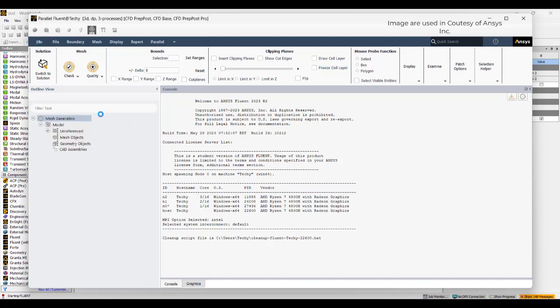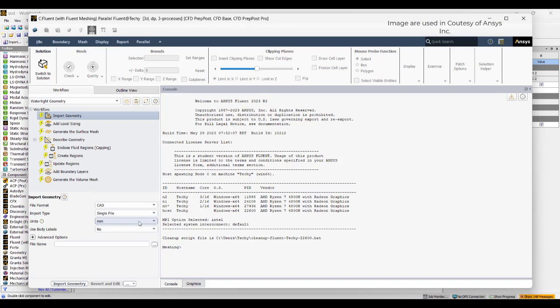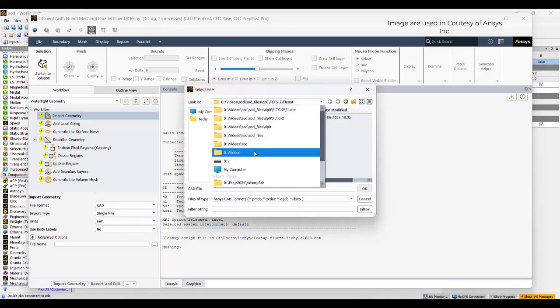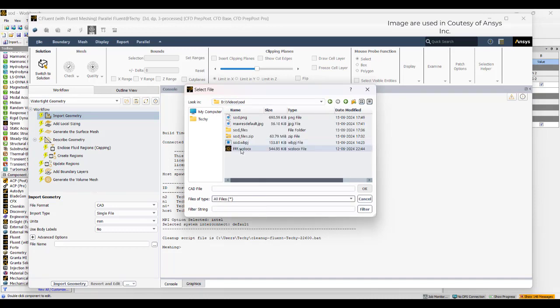Once this has been opened, you select watertight geometry, click on the import geometry option, go to file name, and I'll select all formats. So this is the file.